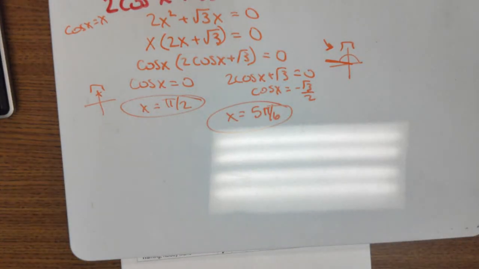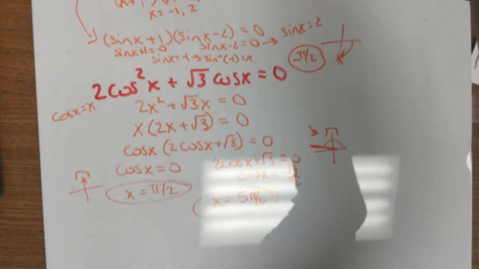So you may have one, you may have two, you may have none. It's a quadratic. Those are your options as far as number of solutions that you may possibly have.